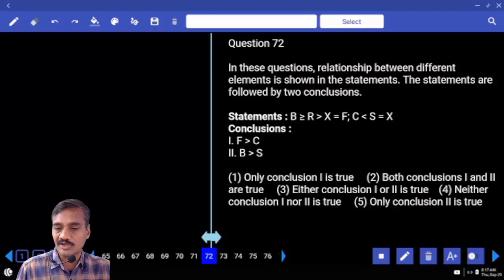Then 72, the relation between F and C. Now X equals to F, in the place of X we can take it as F. C lesser than F means F greater than C is definitely true. And B and S. B is here, S is here.